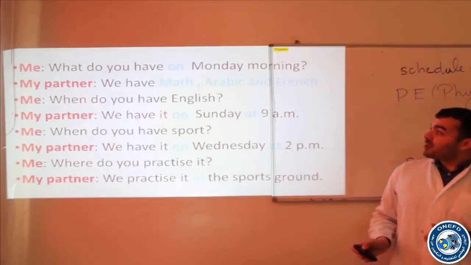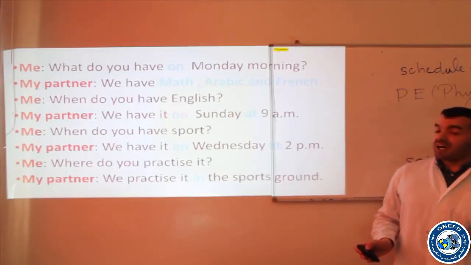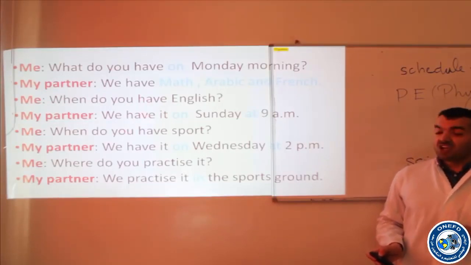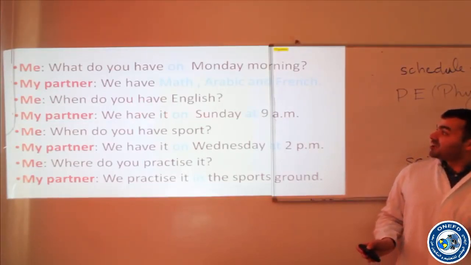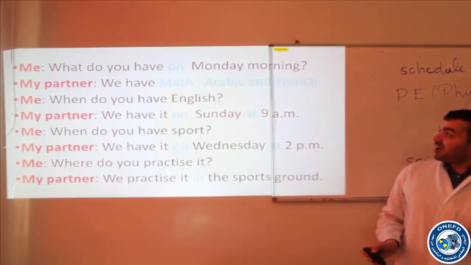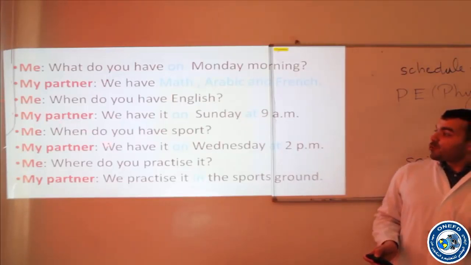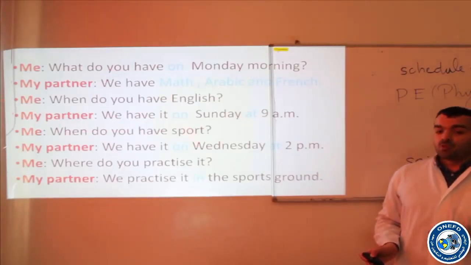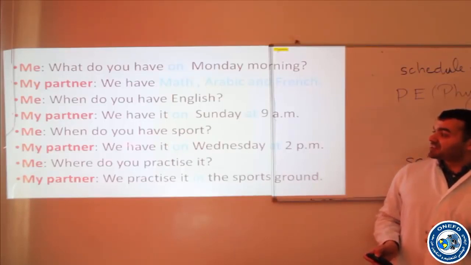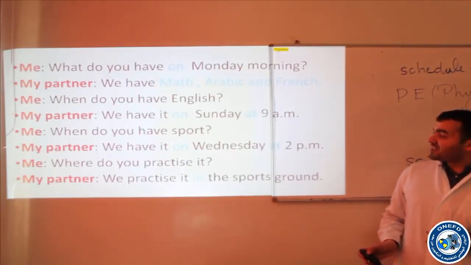Now, when do you have English? My partner: We have it on Sunday at 9 a.m. We have it on Sunday, use only days, at 9 a.m., the time. When do you have sport? When do you practice sport? My partner: We have it on Wednesday at 2 p.m. We have it means sport, on Wednesday at 2 p.m.